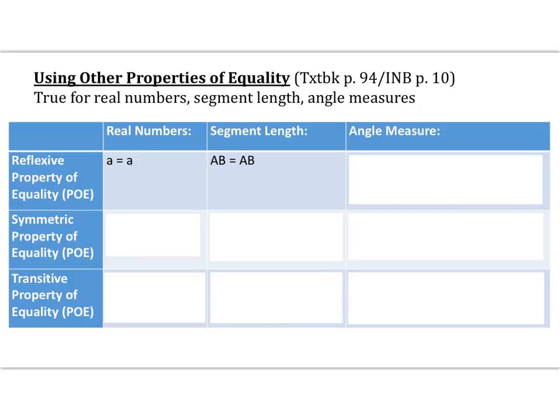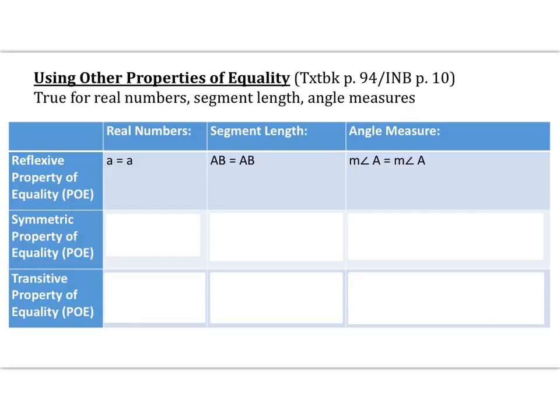So that's true in geometry. So the length AB is equal to length AB. And it's true for angle measures. So the measure of angle A equals the measure of angle A. This is known as the reflexive property. The same thing on both sides of the equal sign.